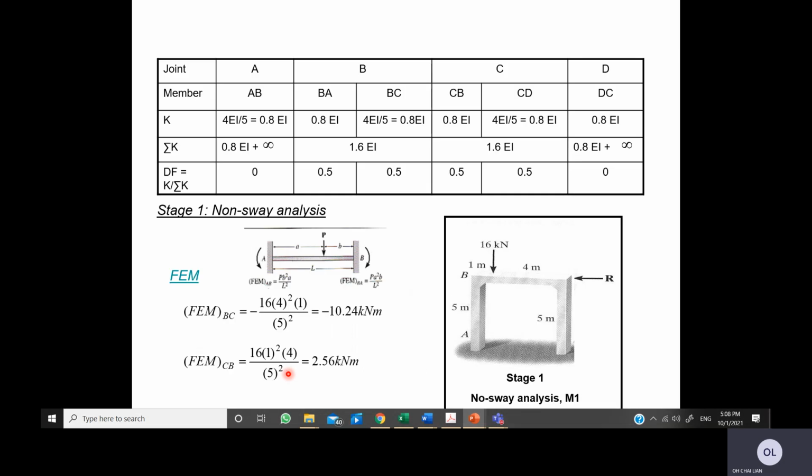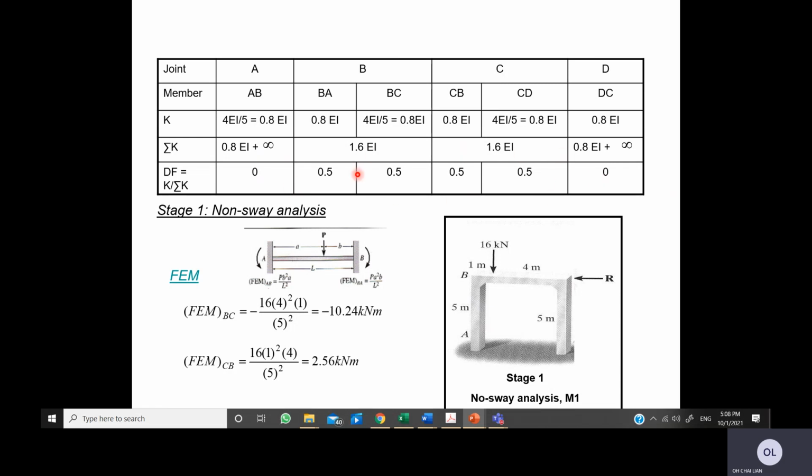So we use 4EI over L for A and also D, and we use the remaining, AB, BC, and CD, 4EI over L, because all of them are fixed condition. And we have DF_A and DF_D as 0 because it is a fixed condition. So you can determine your DF.